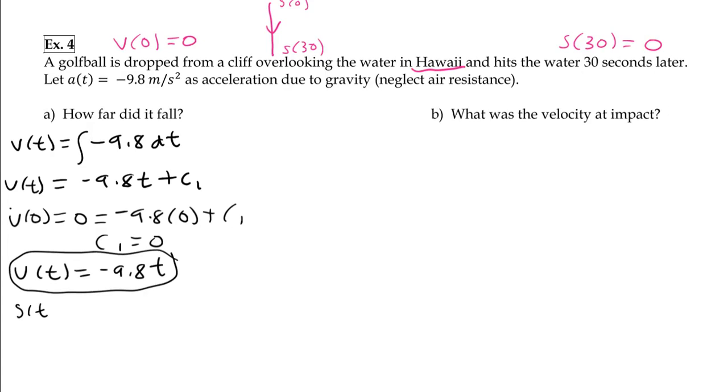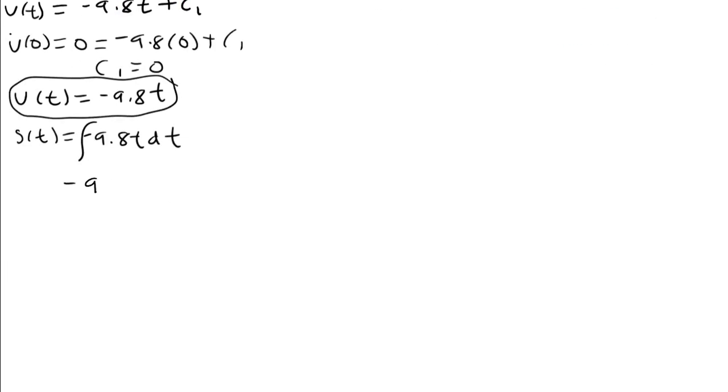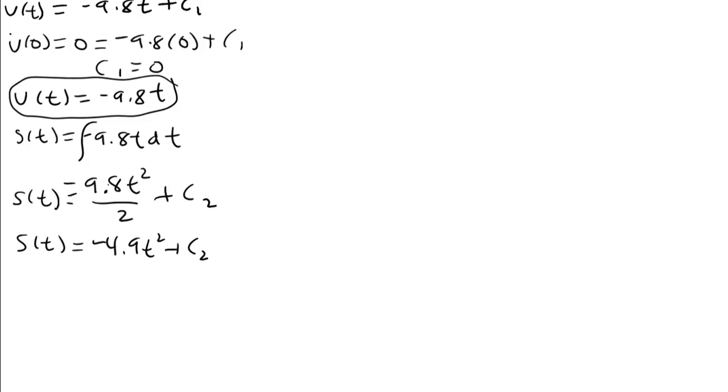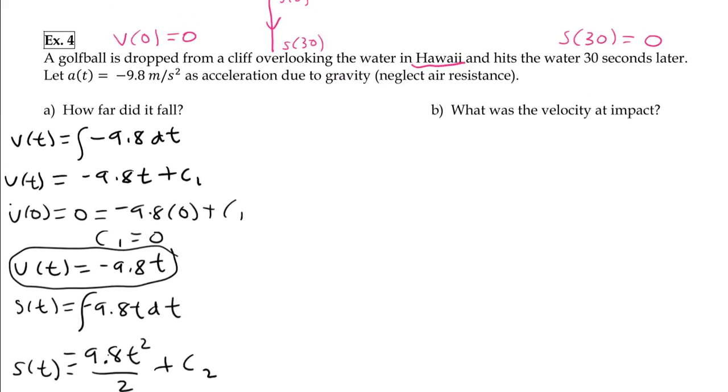So now to find position, we're going to integrate velocity with respect to time. Okay, so if we integrate that, we're going to get negative 9.8 t squared over 2 plus c sub 2. We already used c sub 1. This is now going to give you negative 4.9 t squared plus c sub 2. Now look back up at the notes we took. Do we know any ordered pairs of position? And we sure do. At time 30, the position was 0.